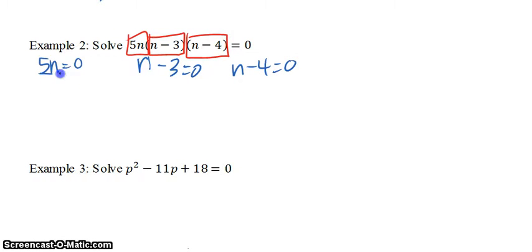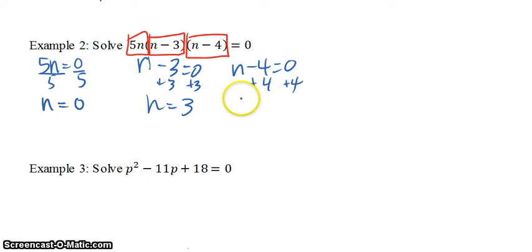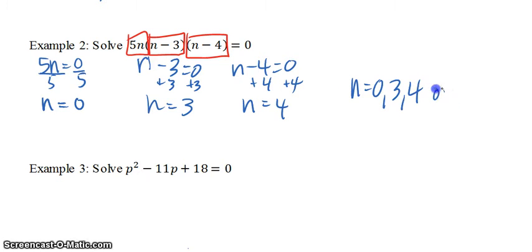So now, if I divide by 5 on both sides, 0 over 5 is 0. So n equals 0. Add 3, so n equals 3, and add 4, so n equals 4. So our answers are n equals 0, 3, 4, or our solution set would be written as 0, 3, and 4. So that would be our answer.